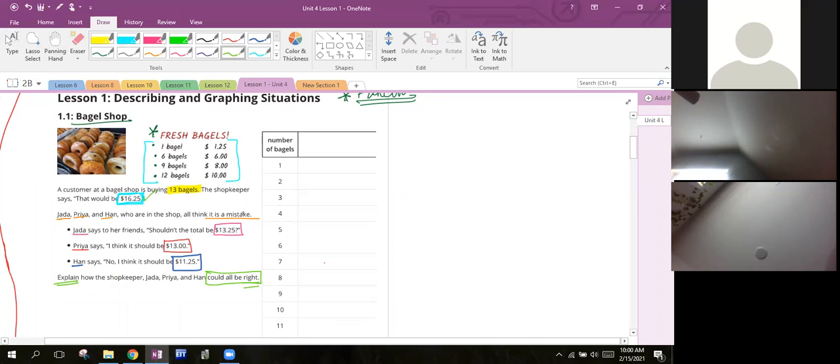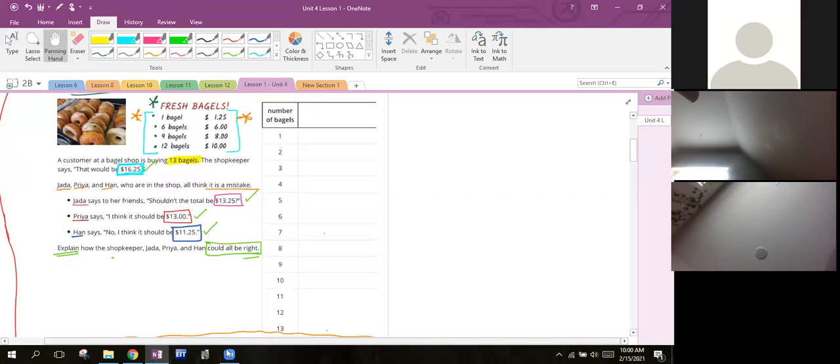Each one of these prices could be correct. None of them are wrong, is what I'm trying to say. So what I want you to do is spend a second and try to come up with how the storekeeper came up with that price. How did Jada come up with that price? How did Priya and Han come up with their prices based off of these prices up here on the menu? But before you write it down on your paper, I want you to send it to me in the chat so that I can see your answer, and then we can discuss it.